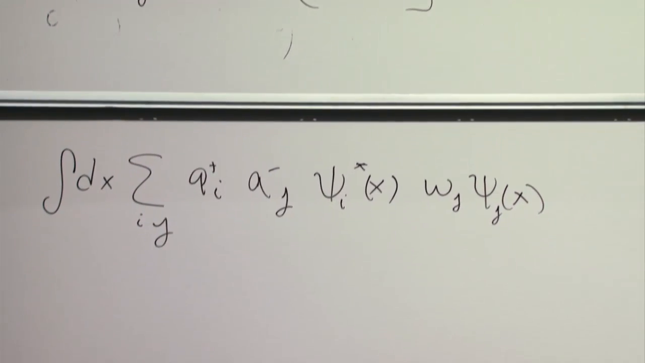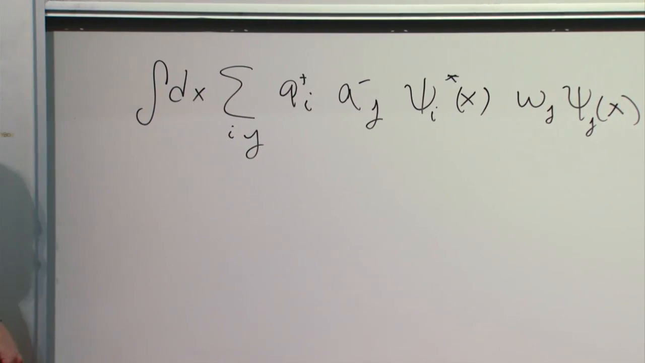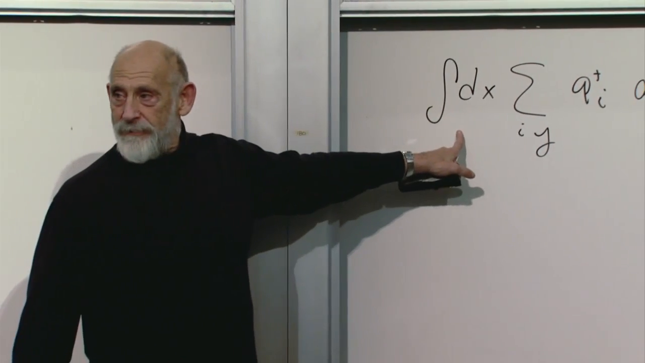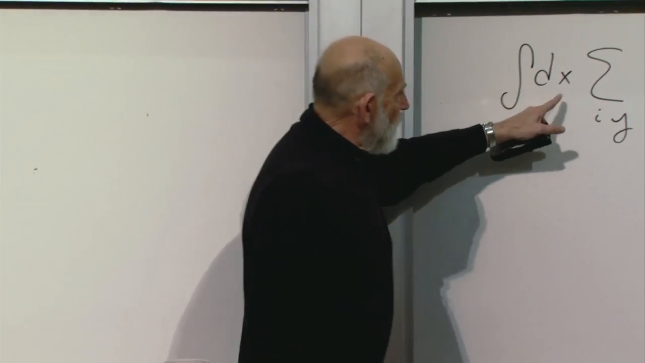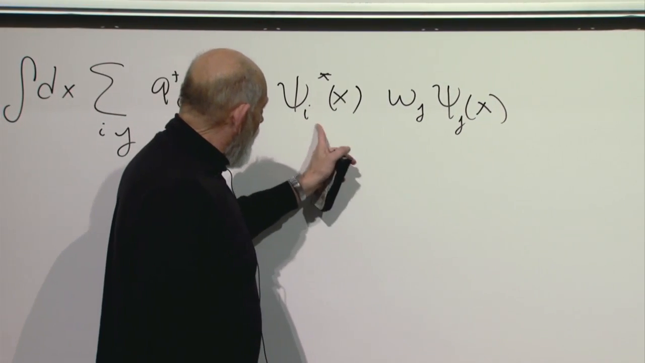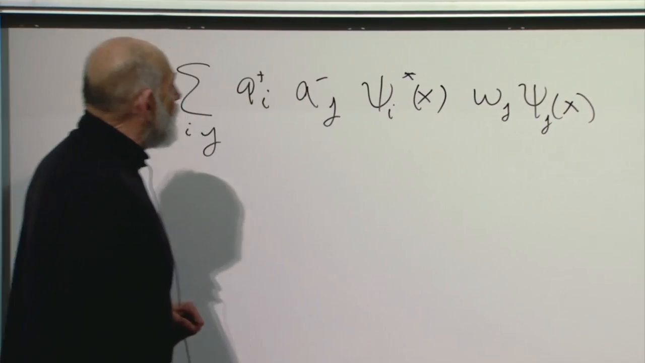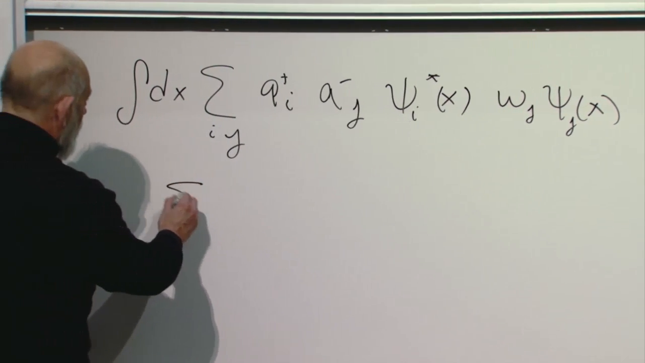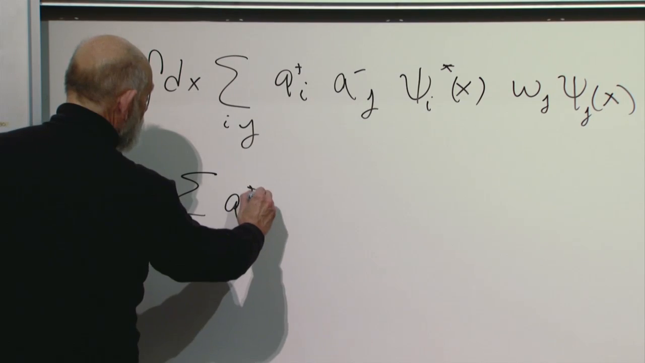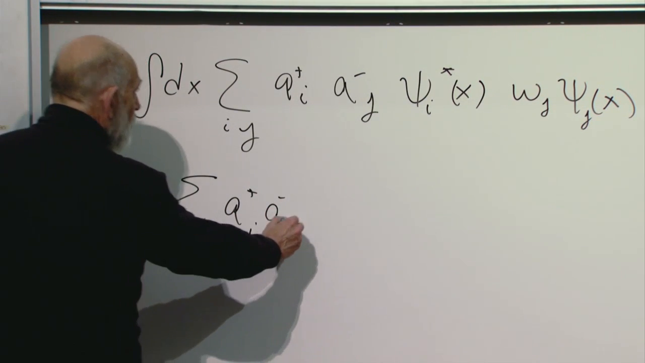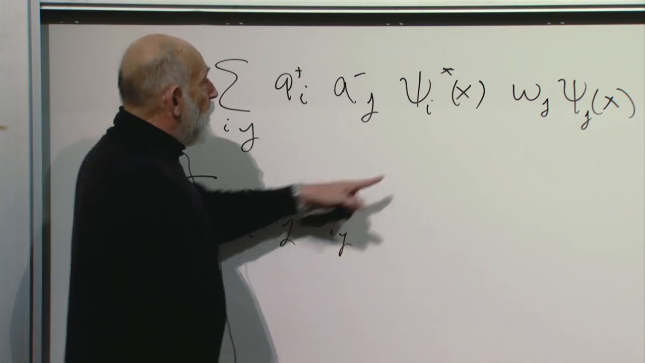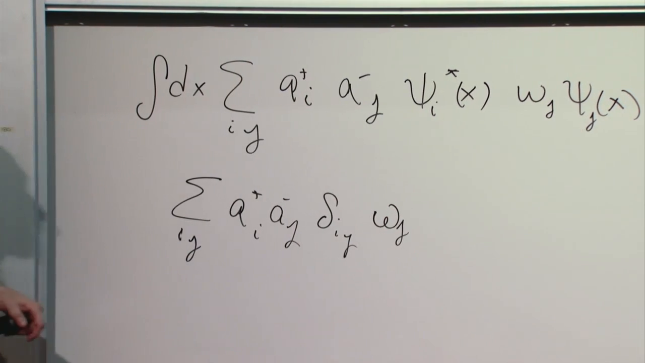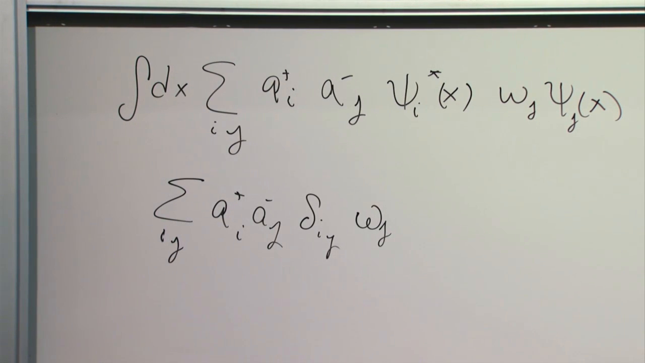What's the next step? Kronecker delta. Integrate over x. When you integrate over x, psi_i star of x times psi_j, that's just Kronecker delta. Oh, that's just equal to sum over i and j, a plus i, a minus j, delta ij, but with one new factor that we didn't have when we did the probability, or when we did just the counting of particles, omega_j, and that's exactly this.